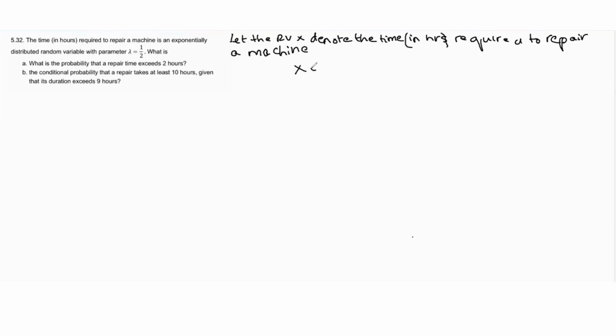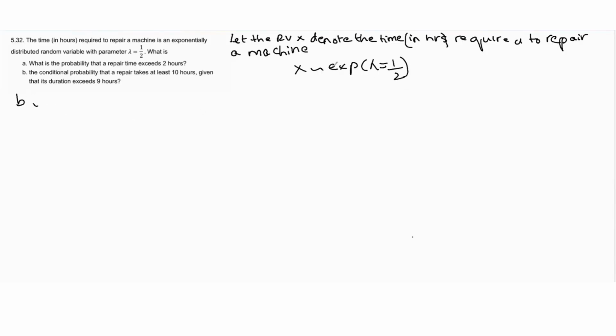Let's just recall in part A we already defined the random variable X. Denote the time in hours required to repair a machine, because that's what we're interested in. The time in hours required to repair a machine is an exponentially distributed random variable, so we're just naming it X. We already did this in part A; this is just a refresher. And X is exponentially distributed with parameter lambda is 1 by 2.